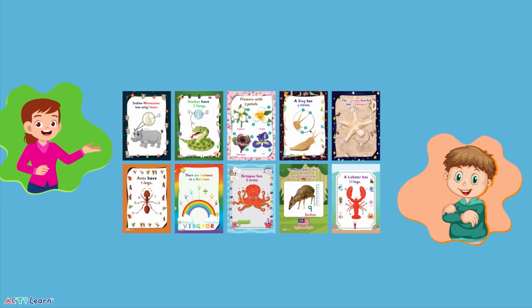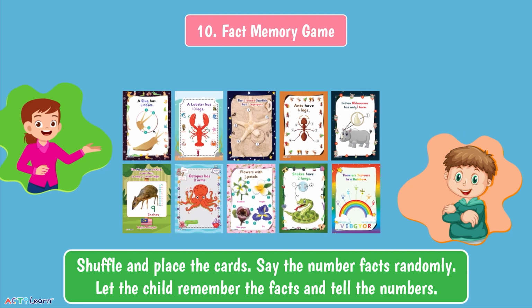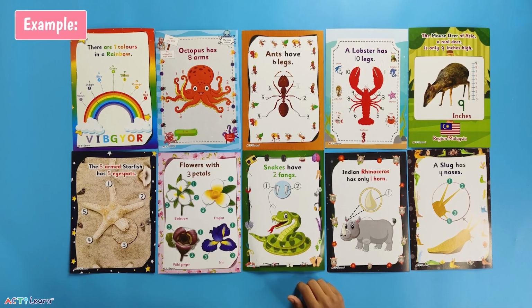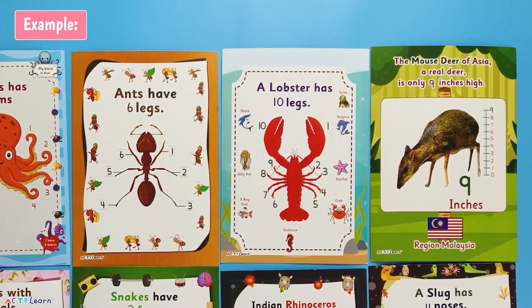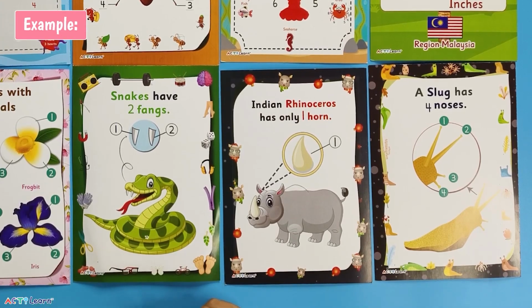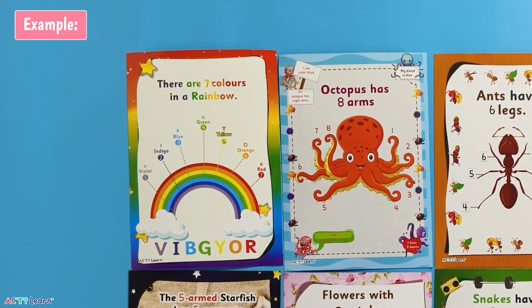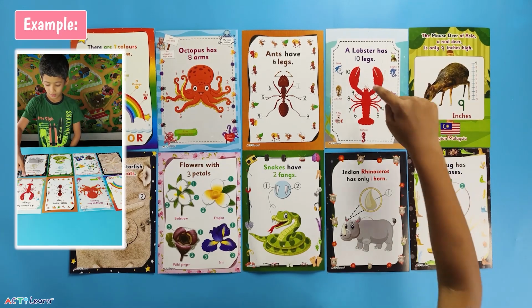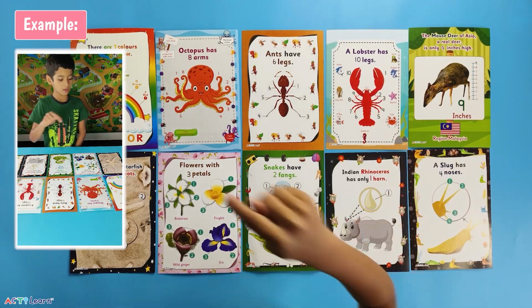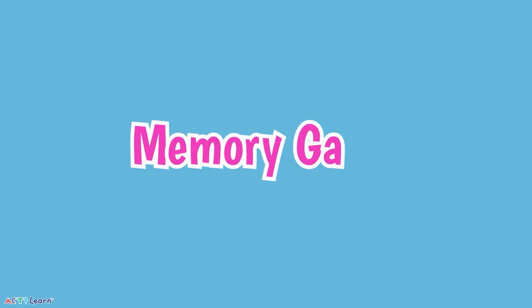Fact memory game. Shuffle and place the cards. Say the number facts randomly. Let the child remember the facts and tell the numbers. Example, a lobster has 10 legs. Indian rhinoceros has 1 horn. The rainbow has 7 colors. 10, 1, 7.